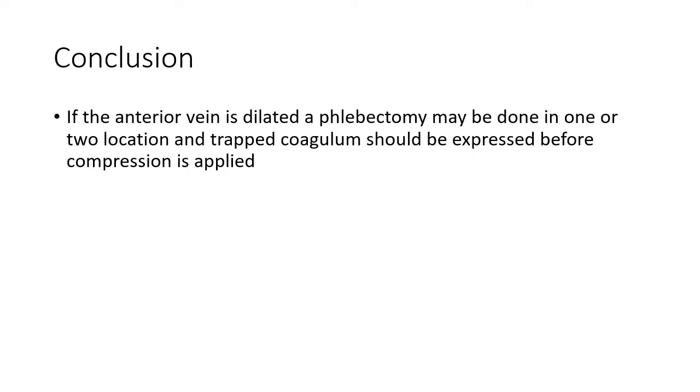If the anterior vein is dilated, as mentioned before, we will do a phlebectomy. We usually do it right before the vein courses down the tibia, since there is more fat in this location, and the dilated vein will always be present either from the GSV or from the lateral reticular system, or possibly from a perforator. Always remember to express any trapped coagulum before the compression is applied.